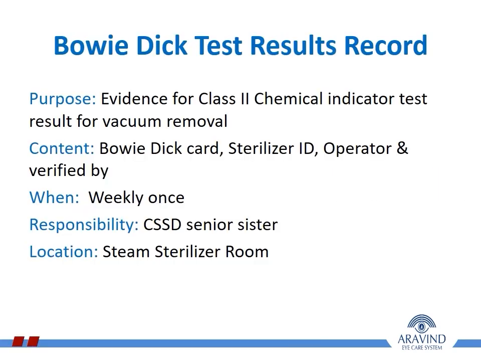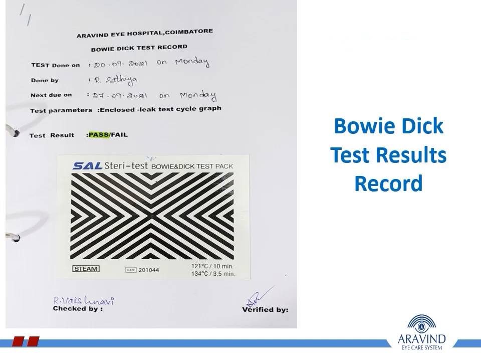Next is the Bowie-Dick test results record. This register's purpose is to maintain evidence for the class 2 chemical indicator test and the results for vacuum removal. It contains the Bowie-Dick card, sterilizer ID, operator and the person who verified. The entry is made once weekly. This picture shows the Bowie-Dick test results record.